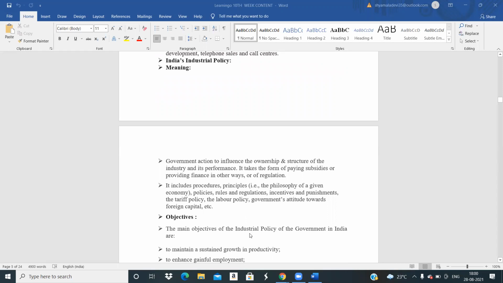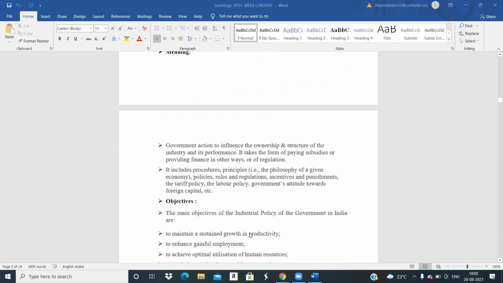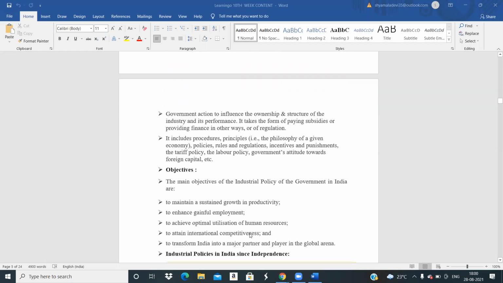Then, what are the main objectives of the industrial policy of India, of the government of India? The first is to maintain sustained growth in productivity. Productivity means continuous production of goods and services, so that when there is continuous production, there are continuous employment opportunities, generation of income, and your GDP also remains the same. That is what you call sustained growth in productivity.